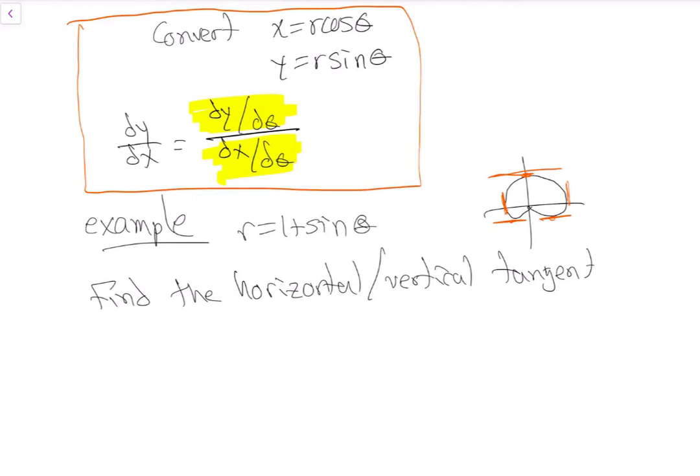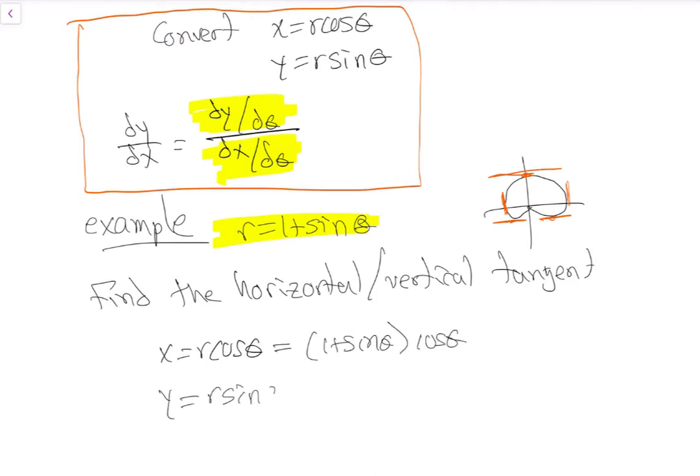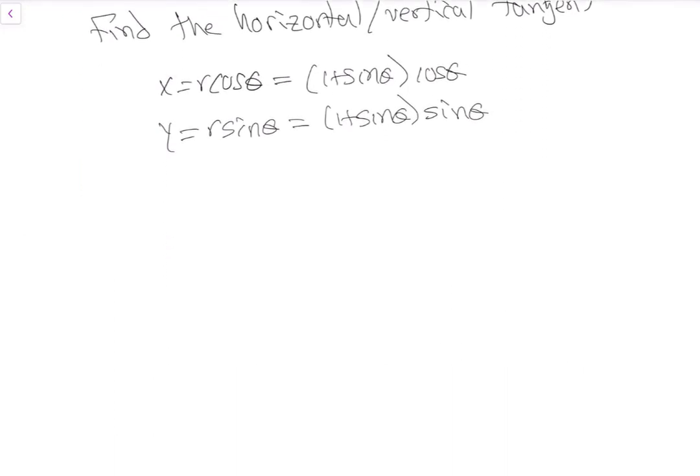Now remember, what I have up in this orange box is that I want to convert. So I'm going to convert x equals r cosine theta. In this case, our r equation is 1 plus sine theta. So I'm going to do 1 plus sine theta and then times cosine theta. And then my y equation, I'm going to convert y equals r sine theta, so I'm going to have my r times sine theta. Now again, my derivative wants me to find dy d theta over dx d theta. So let's go ahead and take each of those derivatives.